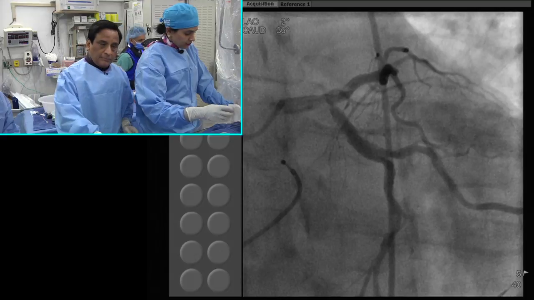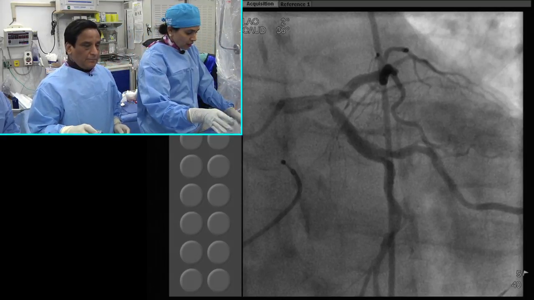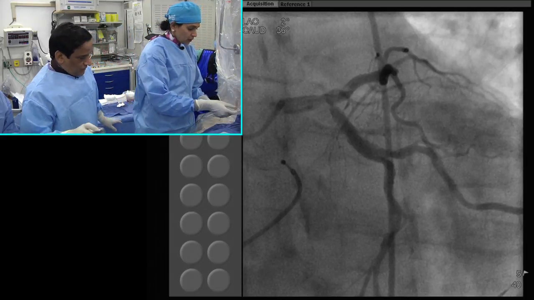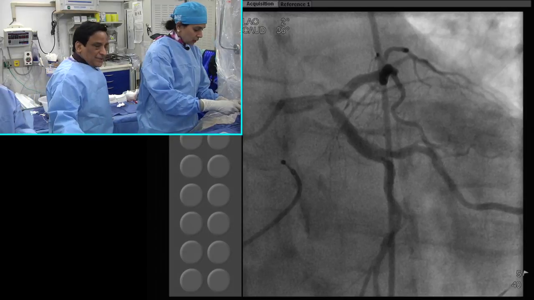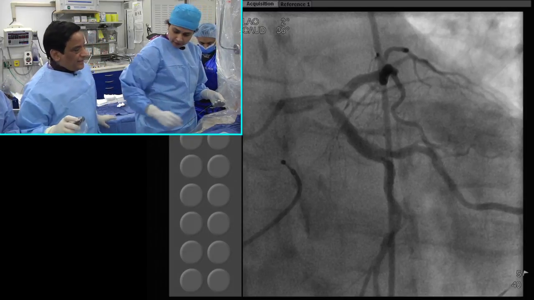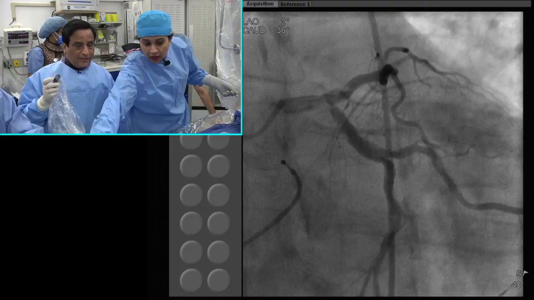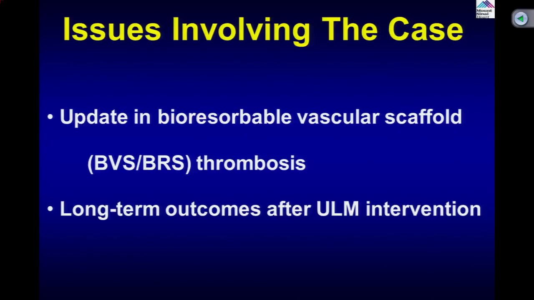Samin, I believe you've got some valuable updated information on BVS today. So we will start those 2 points while we are getting the guide ready and IVUS, and we'll interrupt when the IVUS will be ready here. And these are the 2 points I want to discuss.